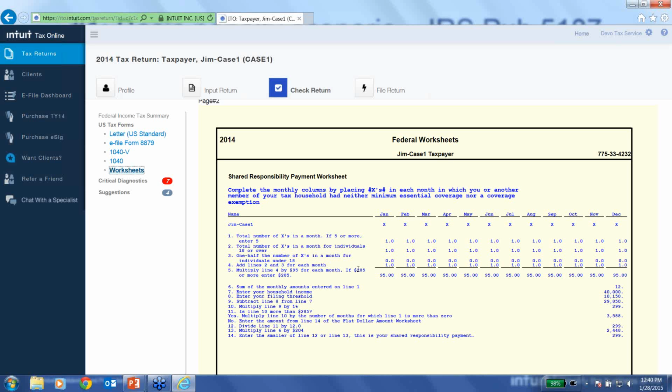Line 11 says, is line 10 more than 285? And the answer is yes. So we multiply line 10 by the number of months for which line 1 is more than 0. And we're left with $3,588.